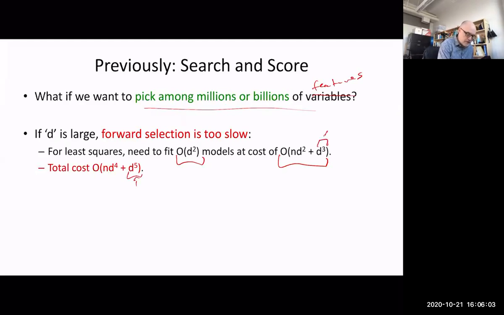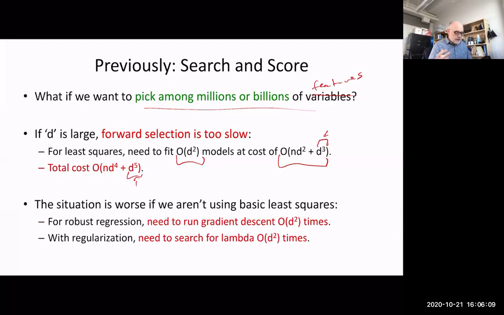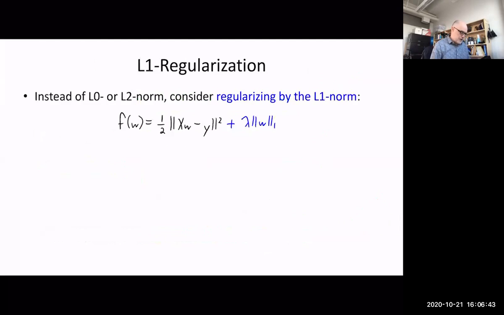We already had problems with gradient descent, but if we're doing model selection, it's bad. For robust regression, where we're not doing least squares, we need to run gradient descent O(D squared) times, and the linear factor in T is really bad for gradient descent. With regularization, we also need to search for lambda this number of times, and so on. You really can't do search and score if you have a large number of features, like over 1,000.